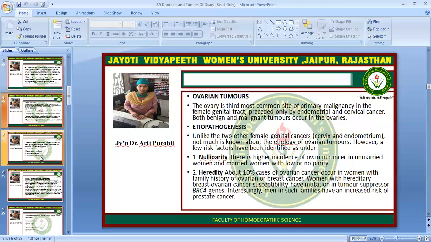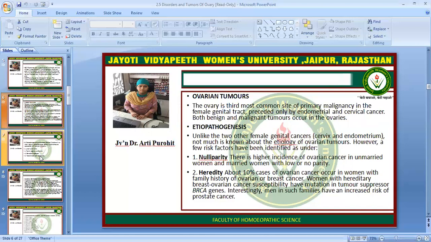Ovarian tumors are also there. The ovary is the third most common site of primary malignancy in the female genital tract, preceded only by endometrial and cervical cancer. Both benign and malignant tumors occur in the ovary. The etiopathogenesis is unlike the two other female genital cancers, cervix and endometrium. Not much is known about the etiology of ovarian tumors.